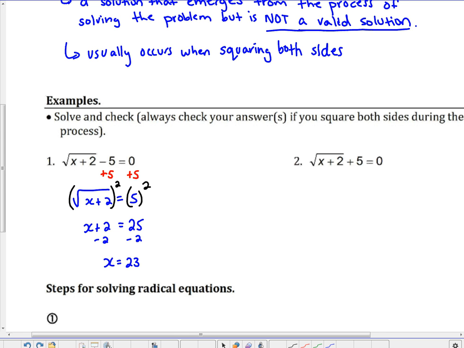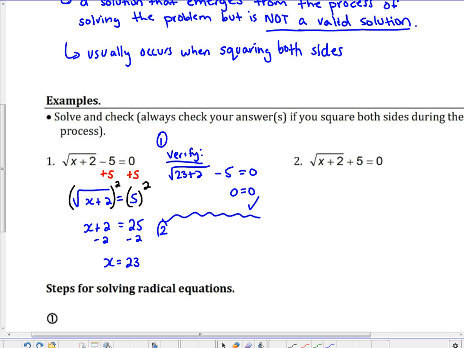With this, we always want to check our answer, and you can check it one of two ways. One, we could make our restrictions and make sure it falls inside my restriction, or two, I just plug it into the original. Verifying would always be with the original. 23 plus 2 minus 5, does that equal 0? Yes, so that verifies.